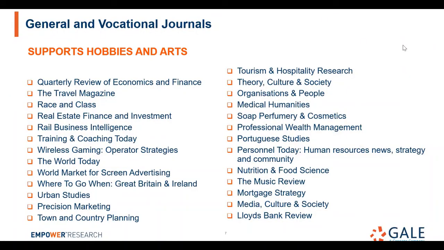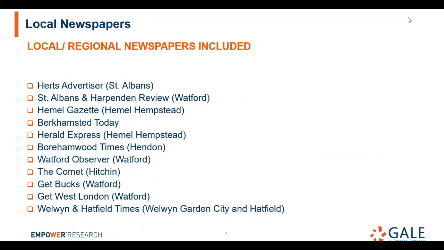And then if we look at the general and the vocational journals, once again, our aim is to really provide students with quality content that they can use for research and studies. And you can see here, this looks at language studies, this looks at travel, this looks at gaming and computer technology, mortgage strategy, a variety of content here within general and vocational journals.